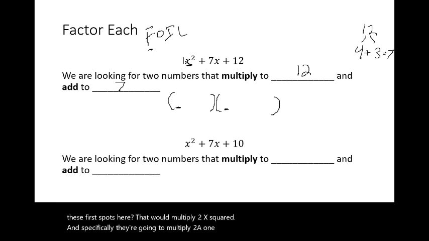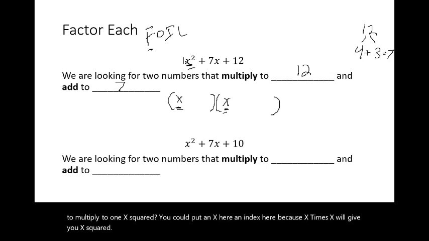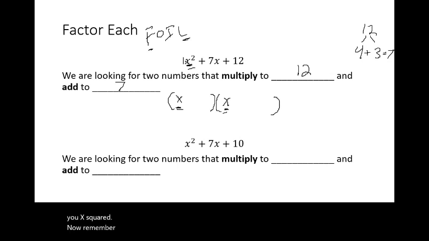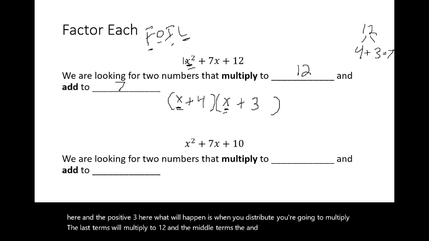So what could you put here and here to multiply to 1x squared? Well, you could put an x here and an x here, because x times x will give you x squared. Now remember, the last terms need to multiply to the last number. So if you put the positive 4 here and the positive 3 here, what will happen is when you distribute, the last terms will multiply to 12, and the middle terms, the O and the I, will add up to 7.